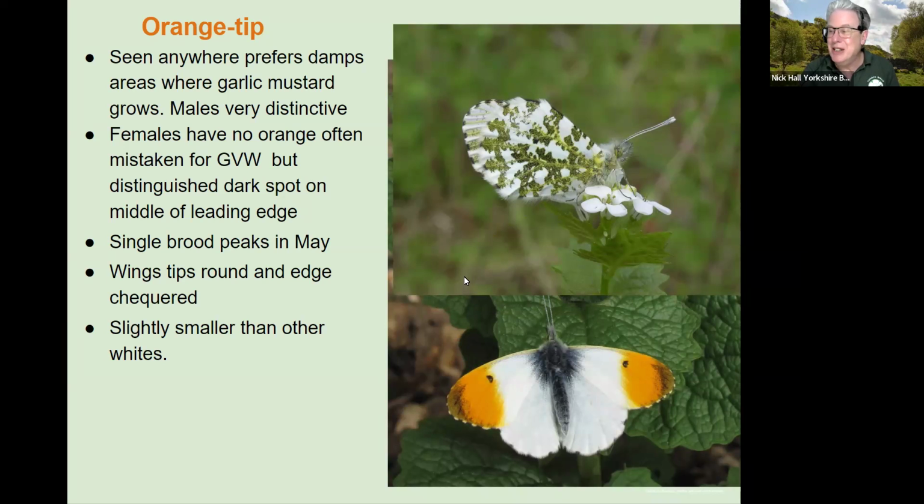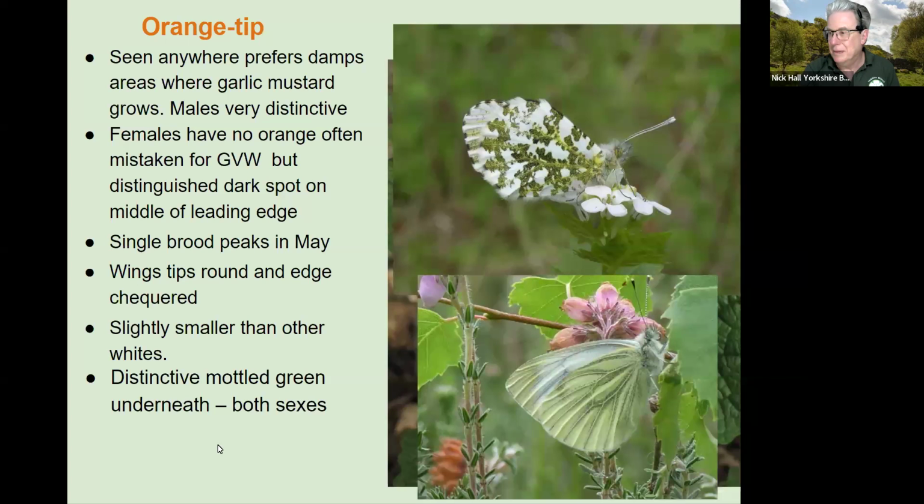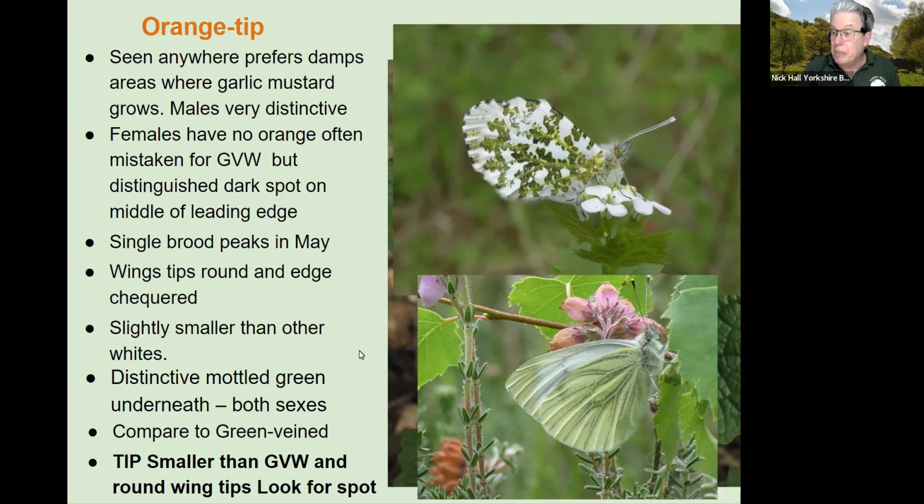You need a really good close-up shot, but it's absolutely gorgeous. Again, this color is not green, it's actually yellow and black. That's the same for both sexes. And look at the difference between the green vein white, and it's not difficult to get those two separated, I think. Quite different patterning. So the tip is, it's smaller than a green vein white, round wing tips, and look for that characteristic spot in the middle of the female's forewing. That is absolutely diagnostic.